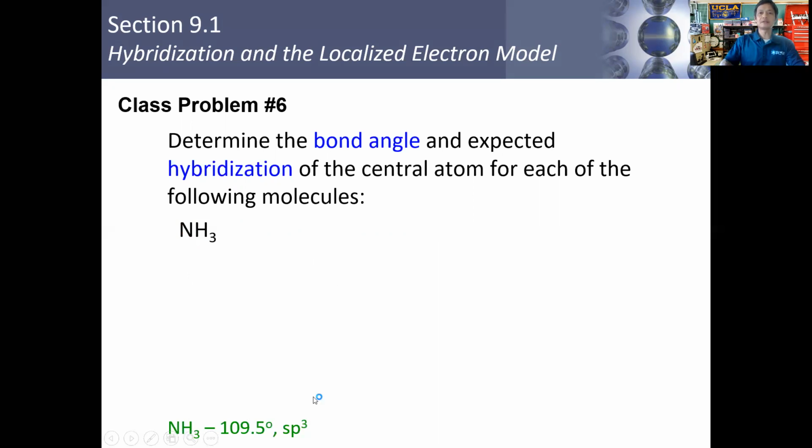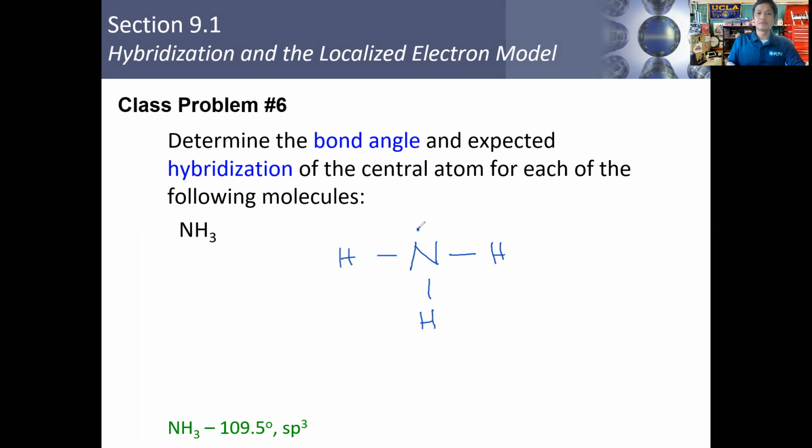Hopefully you came up with that. Let's see here then how we get that. The first thing you should do when you draw these structures is draw the Lewis dot structure for the molecule. Then we don't need the three-dimensional structure here. We just need the two-dimensional Lewis dot structure for the compound. So that's the structure for ammonia.